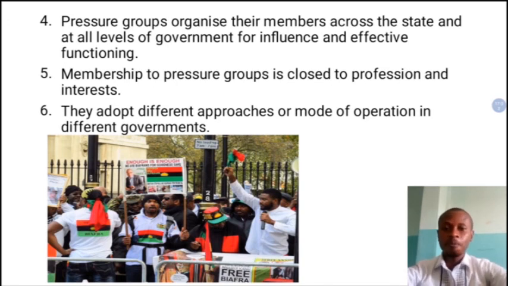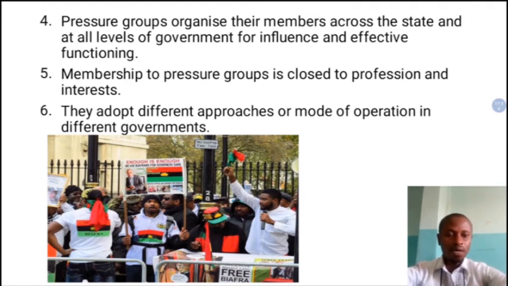Now, membership of pressure groups is closed to profession and interest. I have made mention of something like this before. As a teacher, I cannot join the NMA, the Nigerian Medical Association. Yes, I'm not a medical doctor. The membership is closed to profession. I can't join them. And no medical personnel who is not a teacher can join the NUT. So the membership is closed. It's closed based on profession and interest.